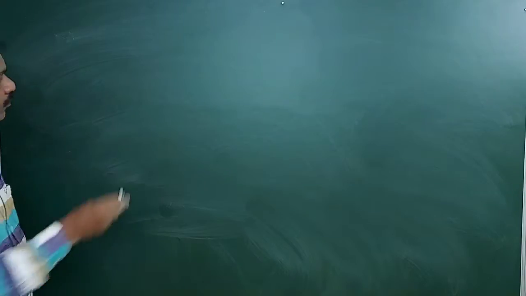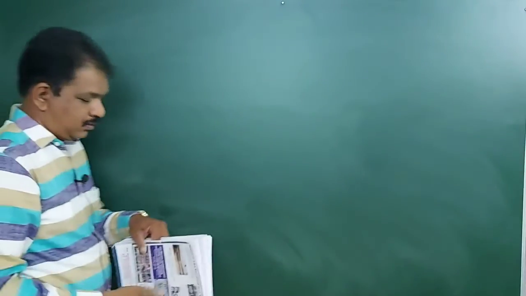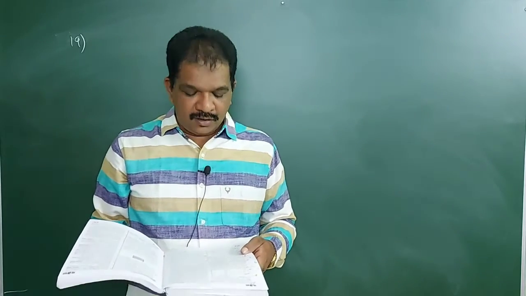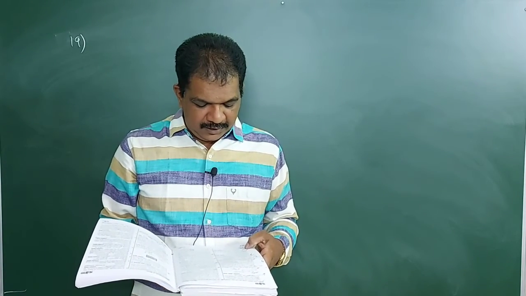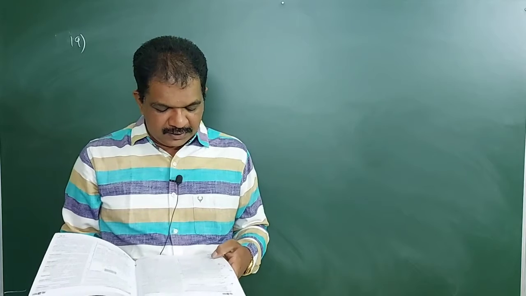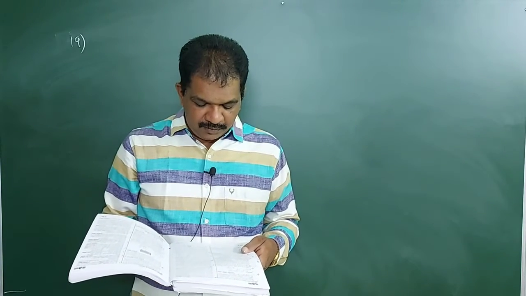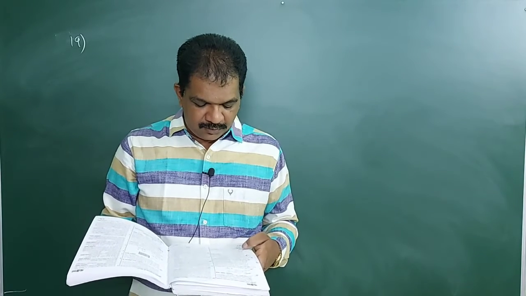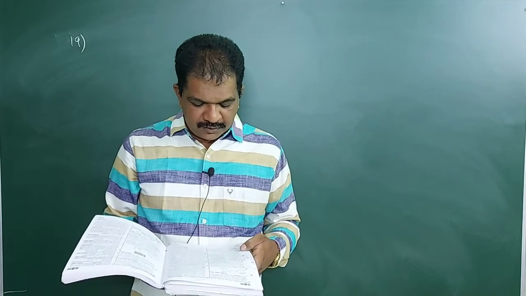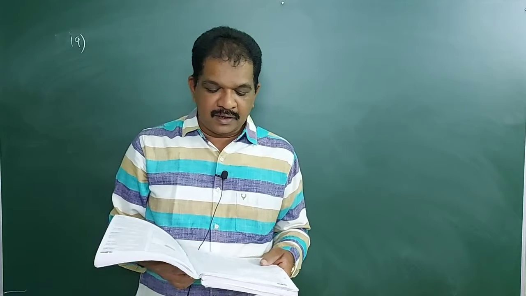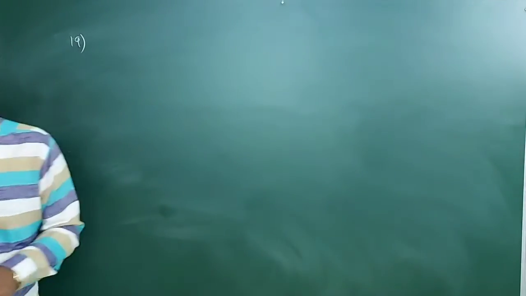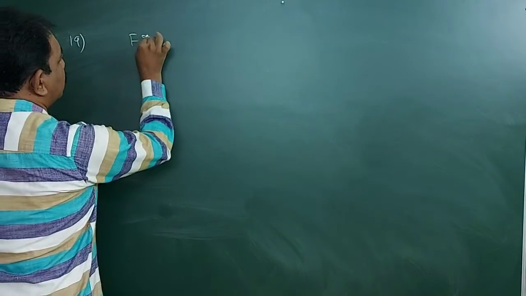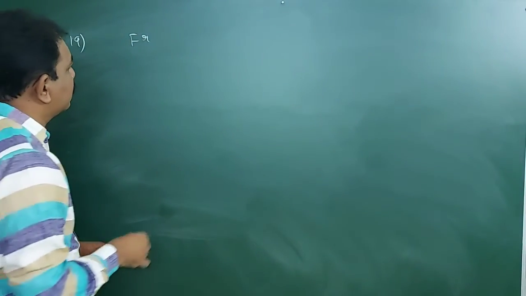What they give: a certain quantity of water cools from 70 degrees centigrade to 60 degrees centigrade in the first 5 minutes and to 54 degrees centigrade in the next 5 minutes. The temperature of the surroundings is, say, using Newton's law of cooling. So, Newton's law of cooling.